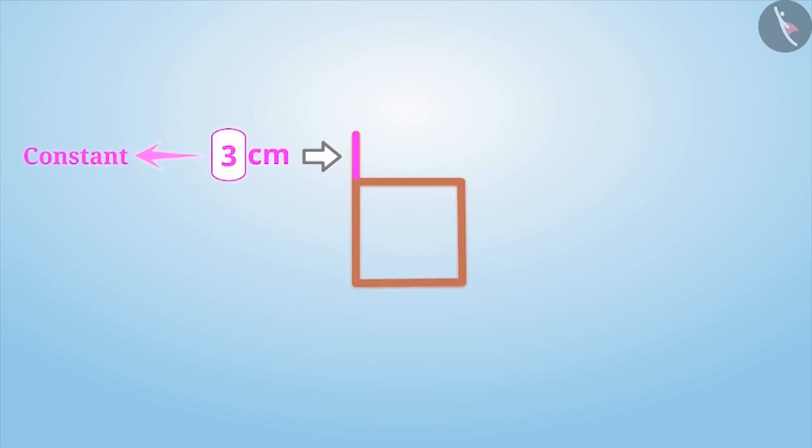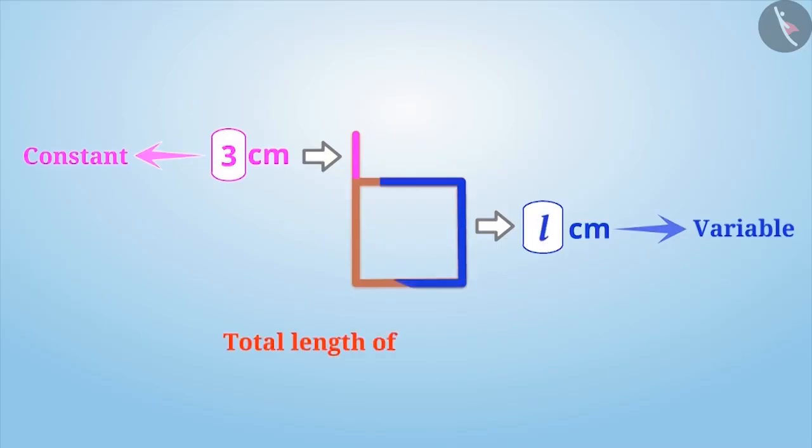But if we talk about the sides of the square, we don't have the measurements. This is unknown. A number whose value is unknown, or if it can vary, is called a variable. If we express the side of the square by L, will you be able to get the total length of the wire in the form of a variable?